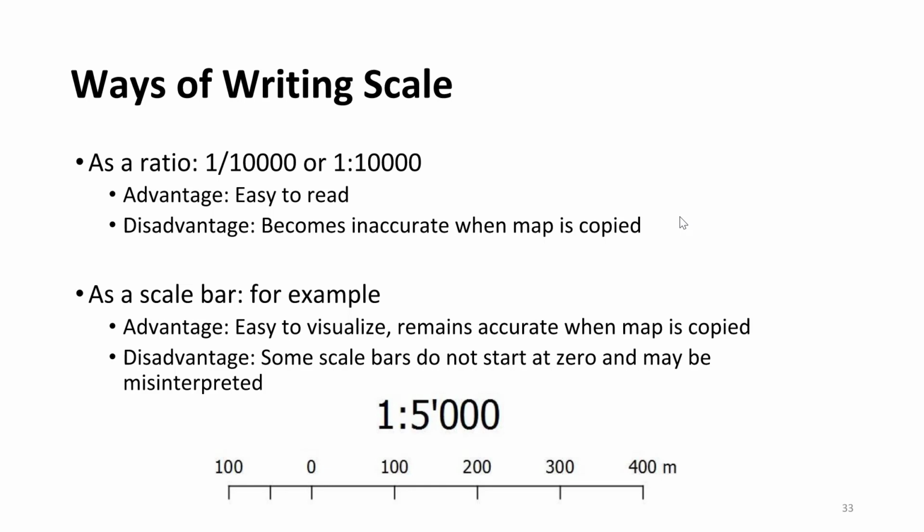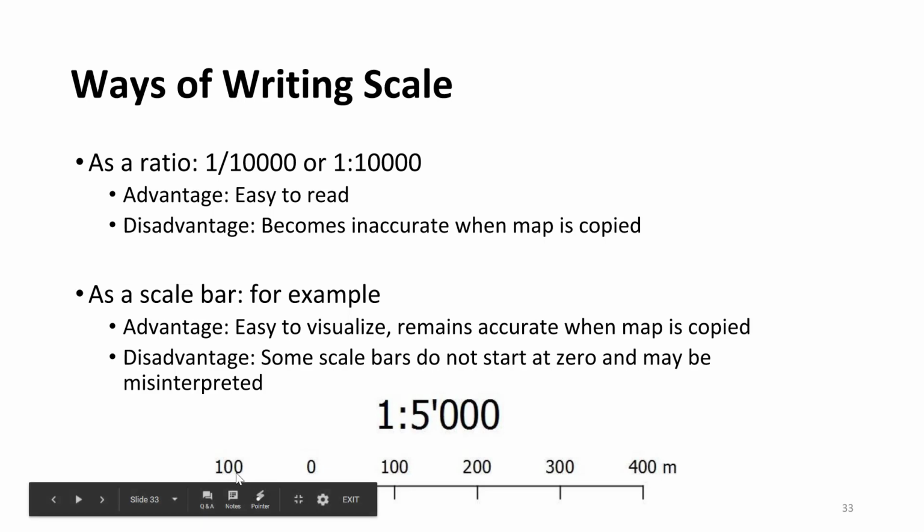Another example is a scale bar. The advantage to having a scale bar is that it's easy to visualize and remains accurate when the map is copied. The disadvantage is that some scale bars do not start at 0 and may be misinterpreted. For example, this scale bar here doesn't start at 0. So whenever we're measuring on the map, we need to go from 0 to this 400 and know that 0 to 400 is what represents 400 meters, not from 100 to 400.